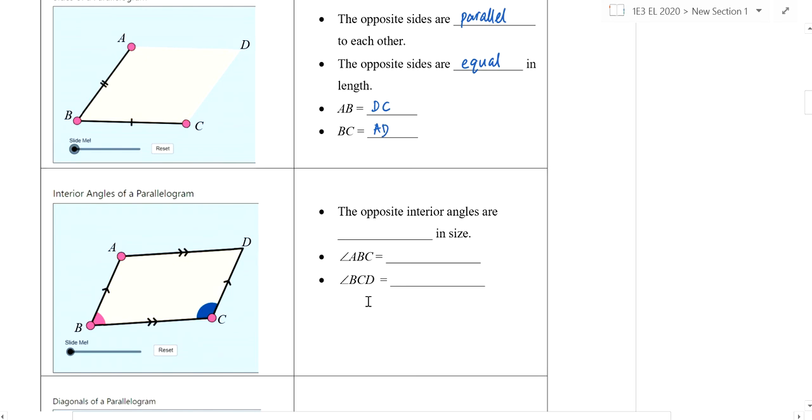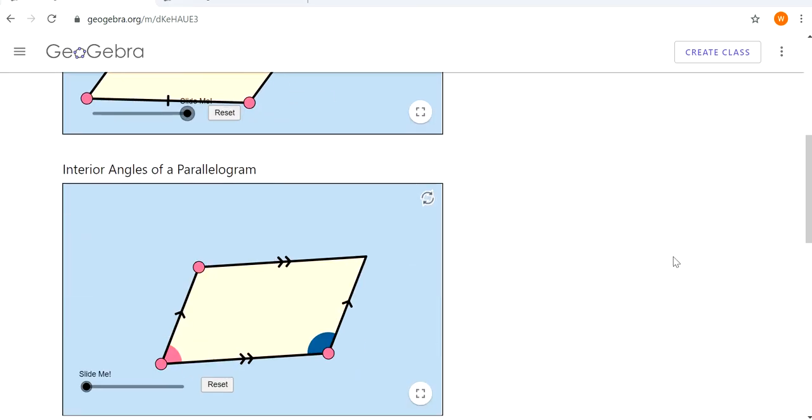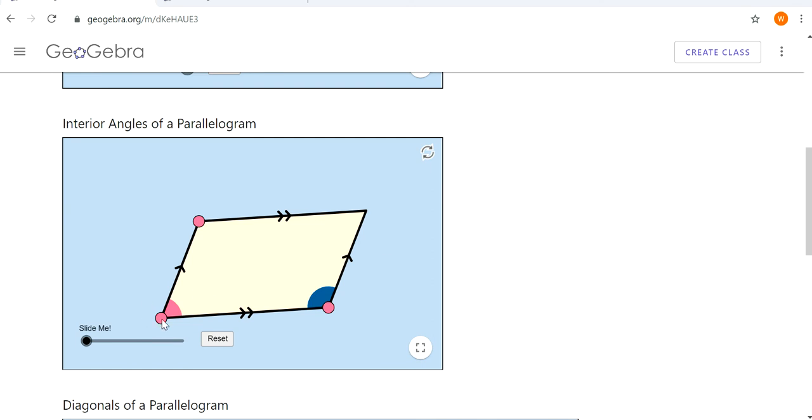So let's investigate next the interior angles of a parallelogram. The parallelogram has 4 interior angles. Let's focus on a pink angle first. So this is the size. We're going to move it over and compare the angle with that at the opposite end. You see that the pink angles are equal in size. Now let's do the same for the blue angle. You see that they have the same size too.